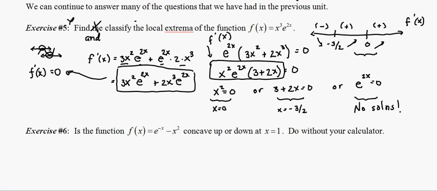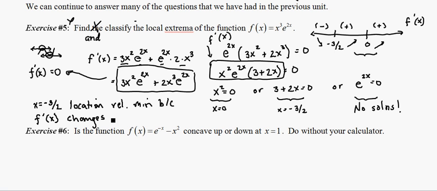The beauty of electronics. Alright, so we would finally say x equals negative 3/2 is the location of a relative minimum, right? Because, remember, always cite information about the first or second derivative, because f prime of x changes. How does it change? At a min, it changes from negative to positive. Alright, well, a lot of interruptions there, but we got through it.